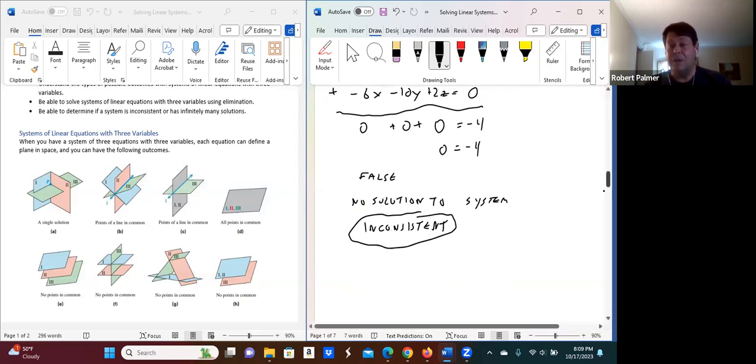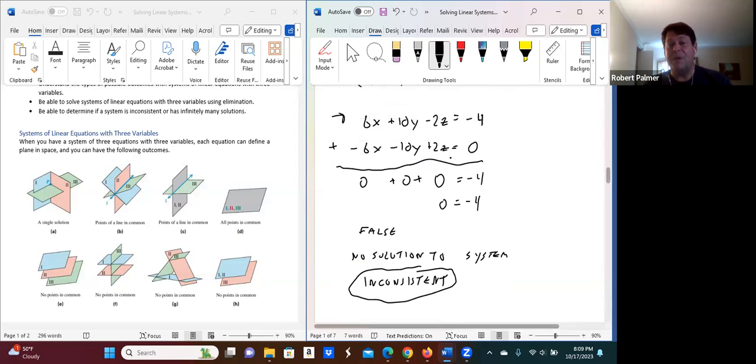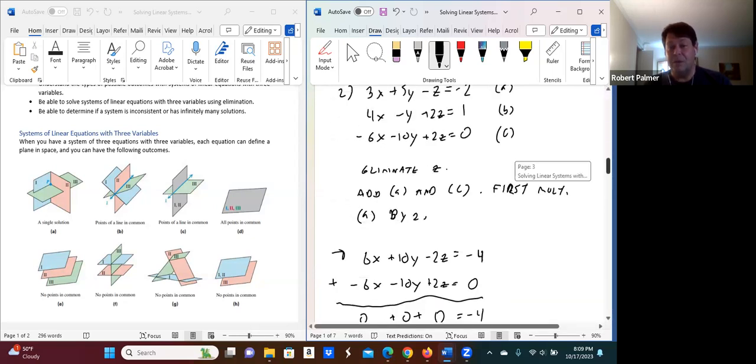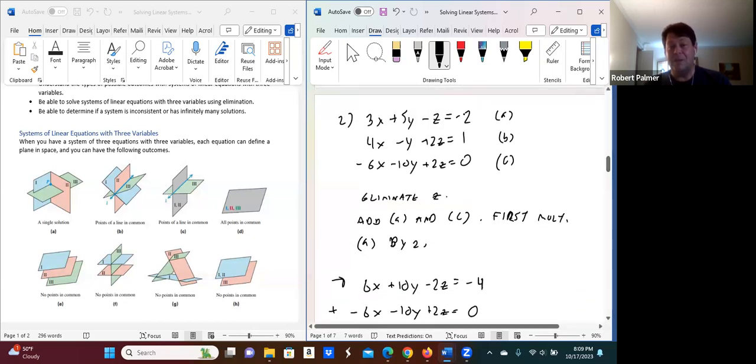Okay, because what it means is these two equations, or these two planes, A and C, don't intersect. Now, A and B may intersect and B and C may intersect, but these two here don't intersect. There's no solution to the entire system.